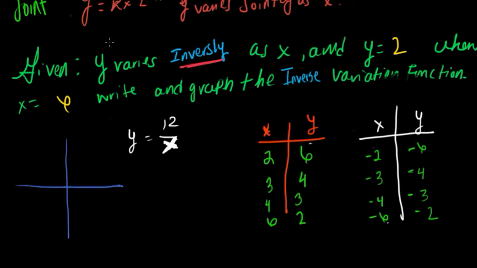Okay. So let's go ahead and plot these points. Let's plot the points (2, 6). So we'll go over 2 and up 6. We'll plot right there. Let's see, we'll go over 3, so we'll go over right about here. And then we'll go up 4. So it'll be right about there.